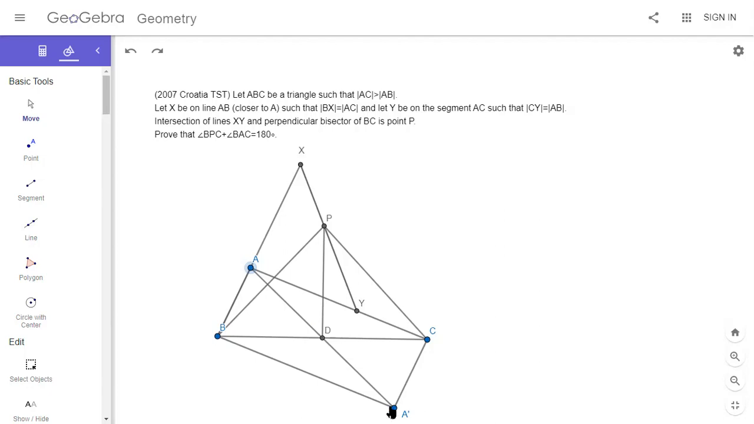Yeah, so basically we know that A prime CY is isosceles. We know that A prime BX is isosceles. And we can use an angle chase to show that A prime, Y and X are collinear. So I'm going to start writing this up.